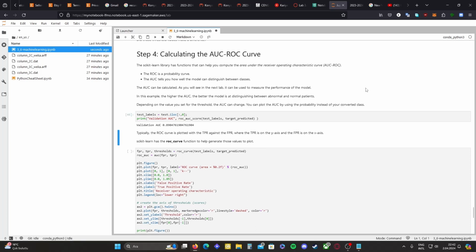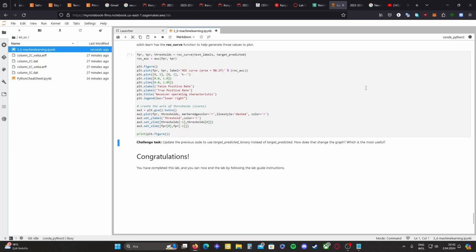So let's run this. The AUC is 0.89. Typically the ROC curve is plotted with the TPR against the FPR, where the TPR is on the y-axis and the FPR is on the x-axis. Scikit-learn has a roc_curve function to help generate those values to plot.